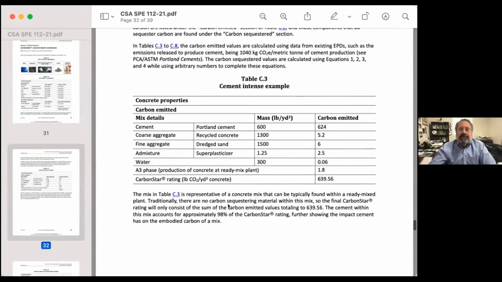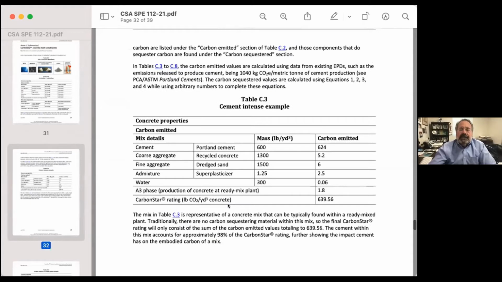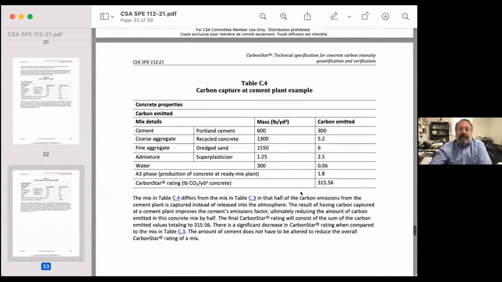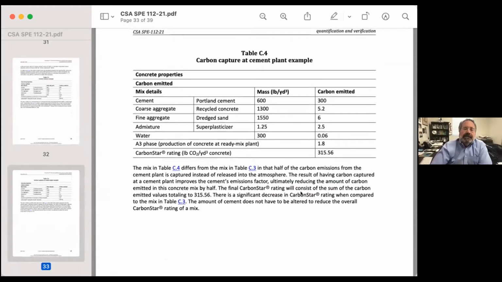This system can be applied to standard cement. For example, a typical cubic yard of concrete may have 600 pounds of CO2 represented in its production or so. And when we add up all the producers of CO2, it comes up with a CarbonStar rating of over 600. There are other examples in the future.